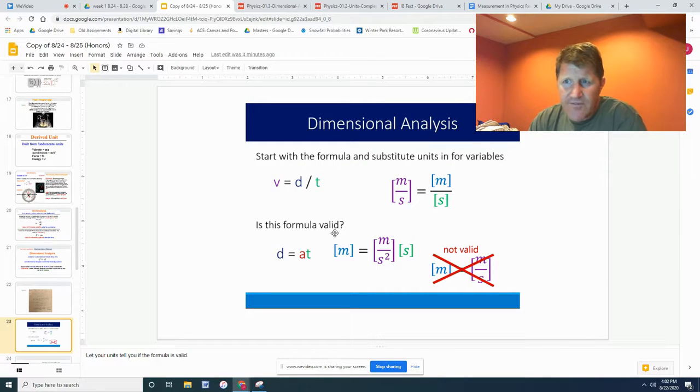So is this formula valid? We have distance is equal to acceleration times time. Well, distance is meters. Acceleration is meters per second squared, and time is seconds. So my seconds here will cancel out one of my seconds here, so I'll have meters per second. Well, meters per second is not equal to meters, so this is not a valid formula.